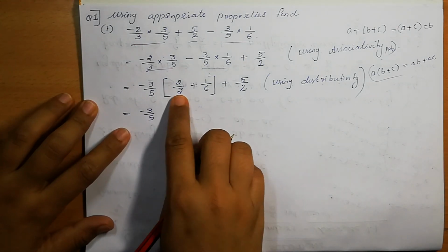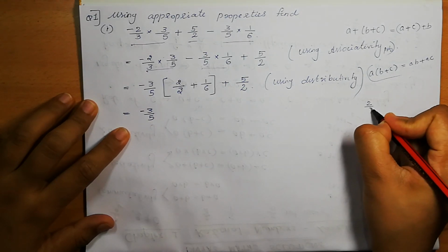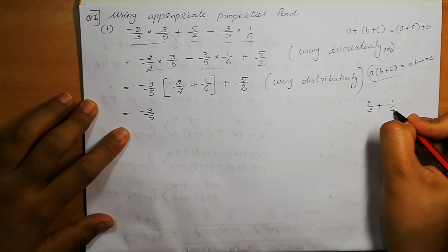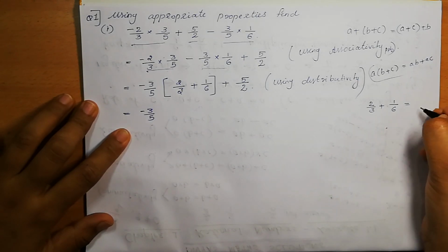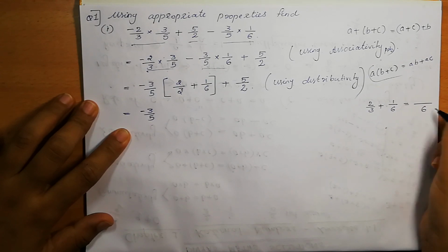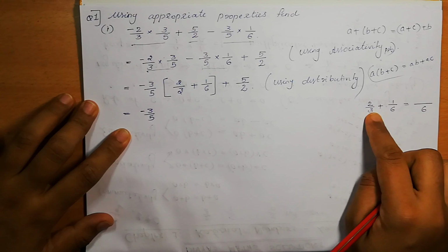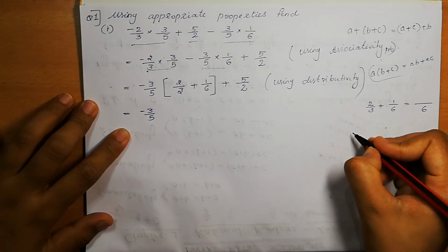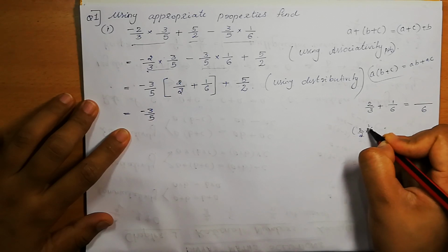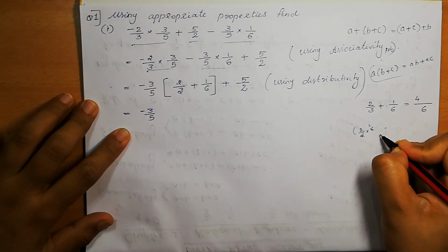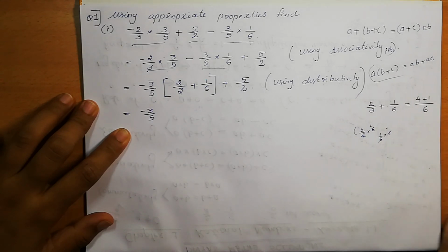Minus 3 by 5, 2 by 3 plus 1 by 6 we are going to simplify. How will we simplify 2 by 3 plus 1 by 6? We can take the LCM. LCM of 3 and 6 is 6 only, right? Whole divided by 6. Taking LCM means each term we need to multiply with the LCM, right? 2 by 3 into 6, you know, right? 2 by 3 into 6 means 2 into 2, 4. Next, 1 by 6 into 6, 6 cancels, only 1, plus 1, correct?